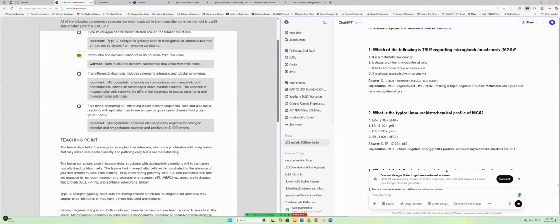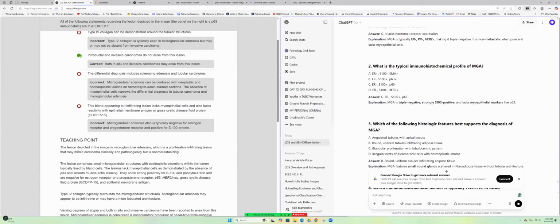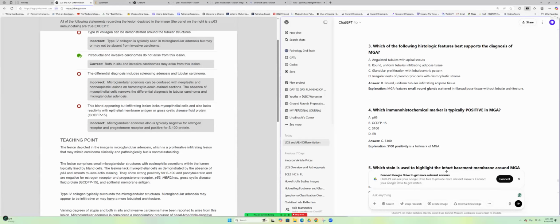Which of the following is true regarding microglandular adenosis? Lack of hormone receptor expression. What is the typical immunohistochemical profile of microglandular adenosis? S100 positivity, SMA and P63 negative. Which of the following histologic features best supports diagnosis of MGA? B. Round tubules, uniform tubules infiltrating adipose tissue.